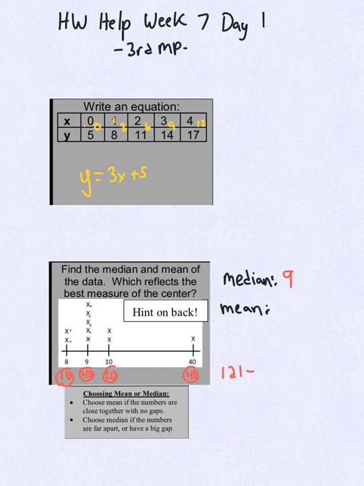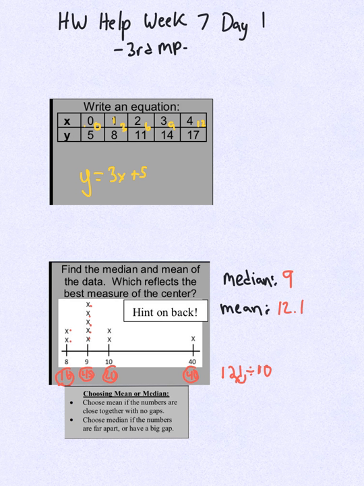But now I have to divide by however many numbers there are. If you count the numbers, there's 1, 2, 3, 4, 5, 6, 7, 8, 9, 10 numbers. So I'm going to divide 121 by 10. You could do that on a calculator, but if you remember, dividing by 10 means move your decimal once to the left, so you'll get 12.1 for the mean.